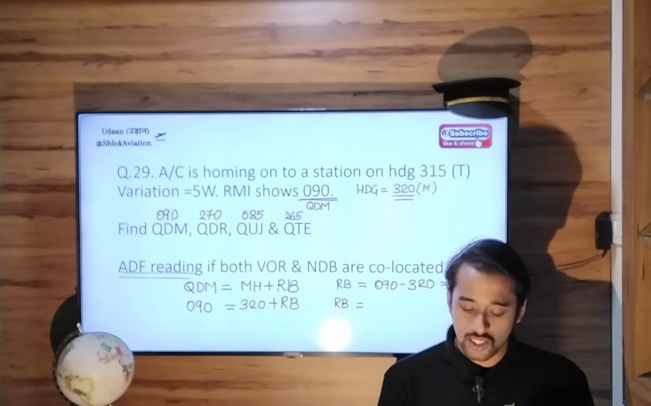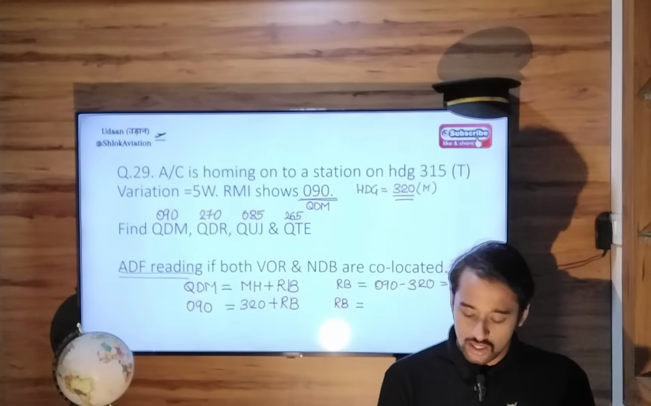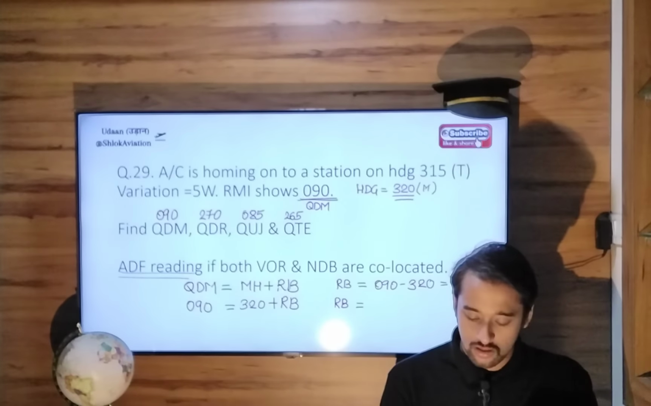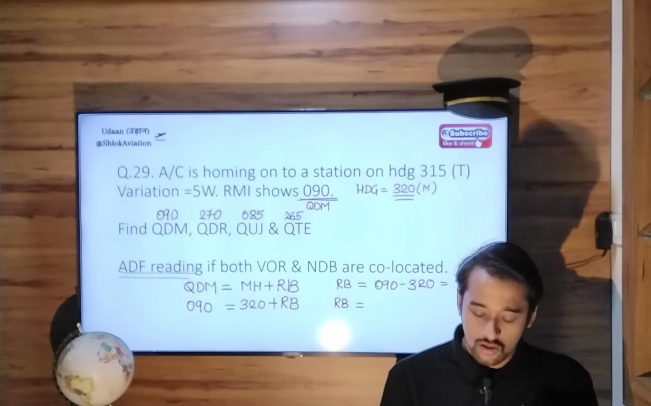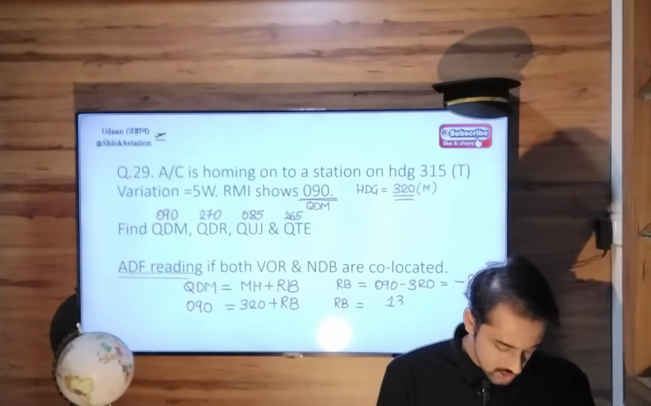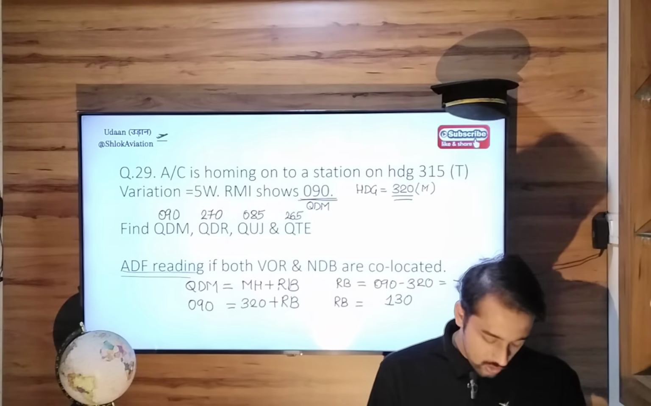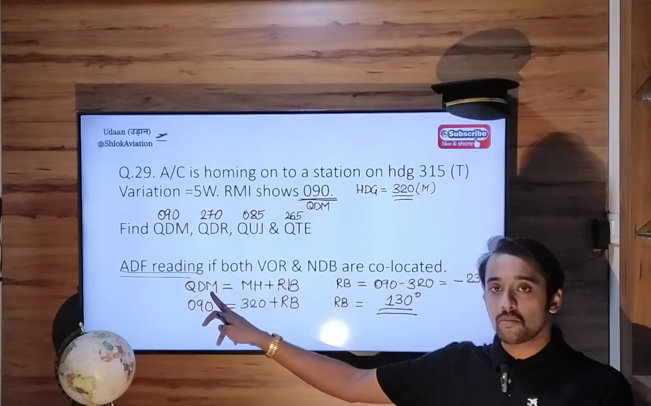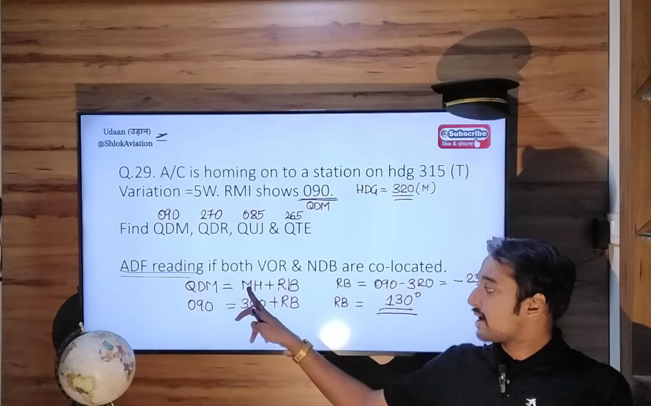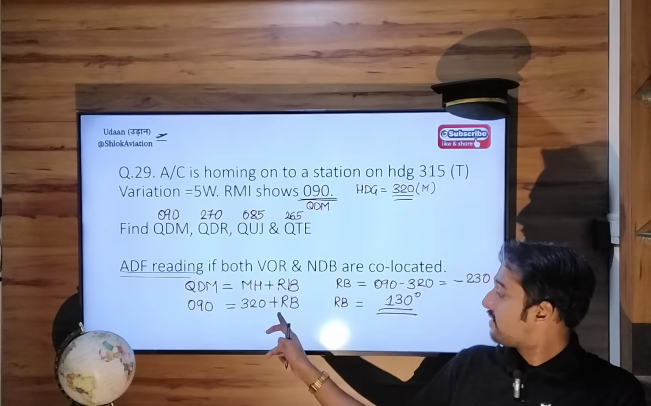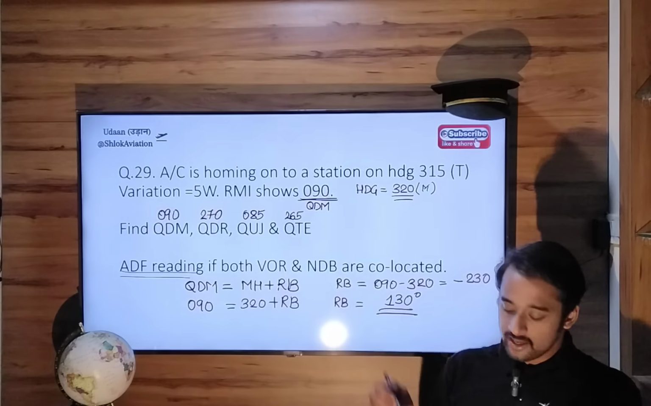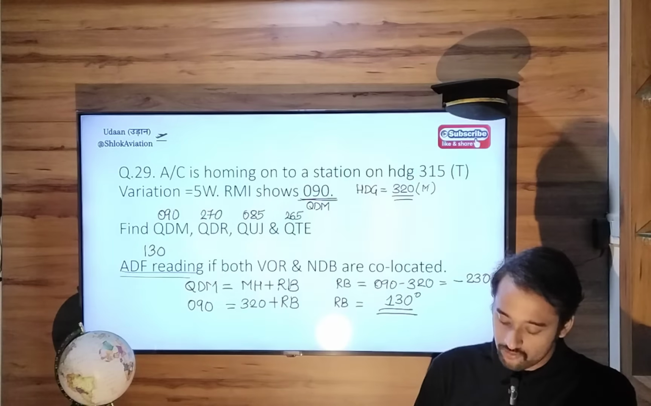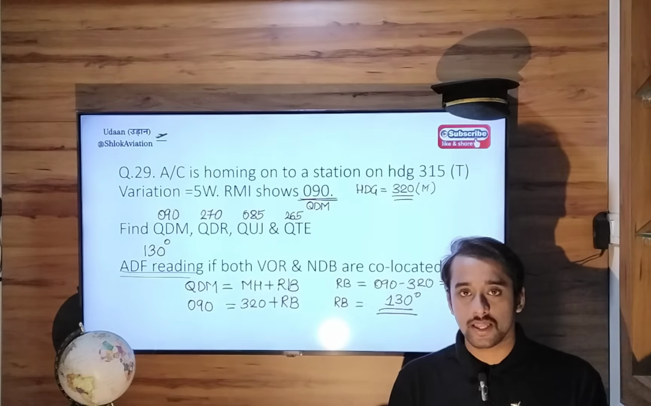So add 360 to that. So it will be 130. So a relative bearing of 130 degrees. So this is the final answer. QDM formula we all know. Magnetic heading plus relative bearing. Substitute the values. Final answer will be relative bearing of 130. So such questions will appear in the exam.